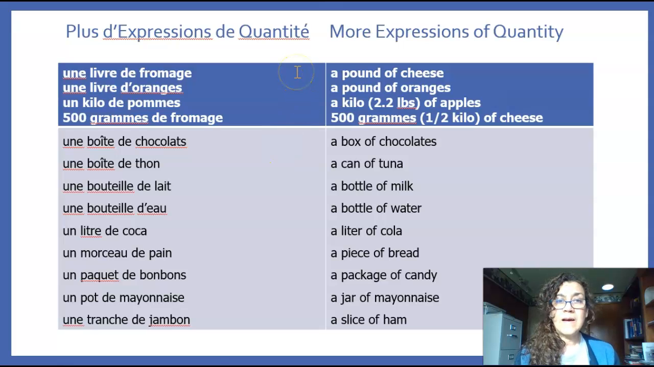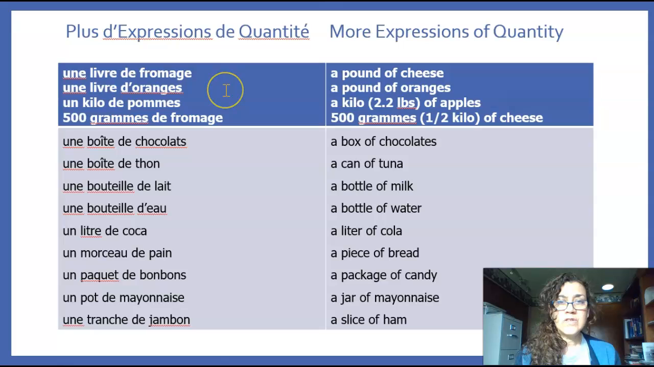Okay, so if you want to say a pound of cheese, you say une livre de fromage. Now, careful here, you've learned that livre means book, but you've learned it as masculine, un livre. So livre is one of the few words in French that actually change meaning when you change the gender. So un livre is a book, but une livre is a pound. Okay, so a pound of cheese is une livre de fromage.